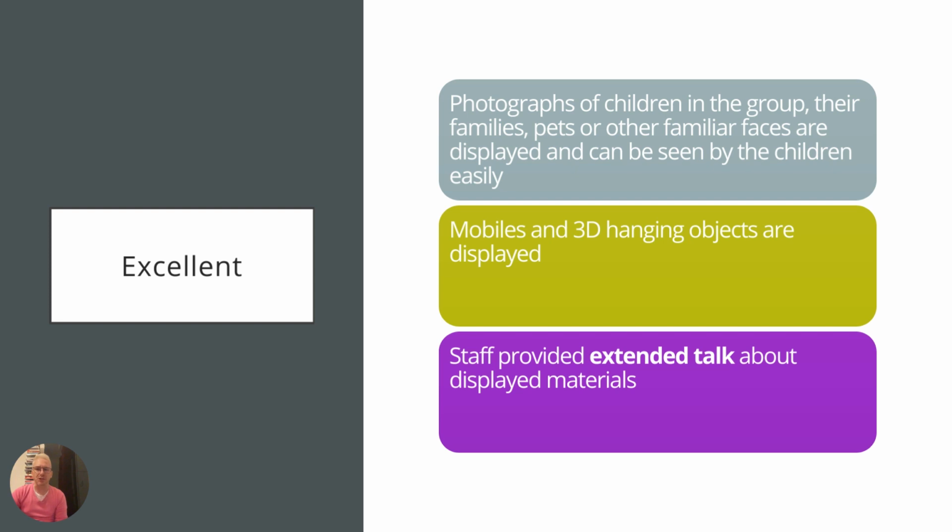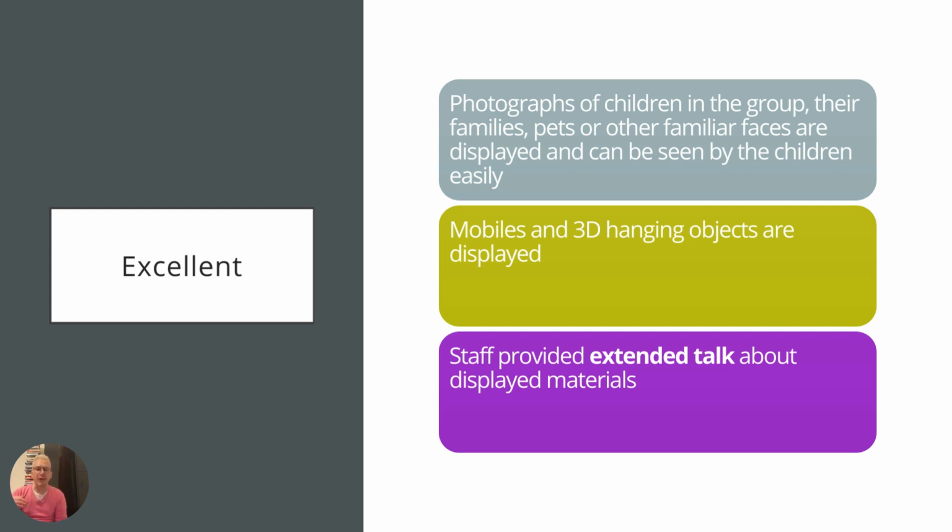So photographs of children in the group, their families, pets, or other familiar places are displayed and can be seen by the children. There are 3D hanging objects, mobiles, maybe models that you've made, maybe homemade mobiles that you've made, could even be mobiles with photographs on, or could be anything, but things that are in the environment displayed, that are hanging, that will attract children's attention and can promote discussion and provide sensory experiences.